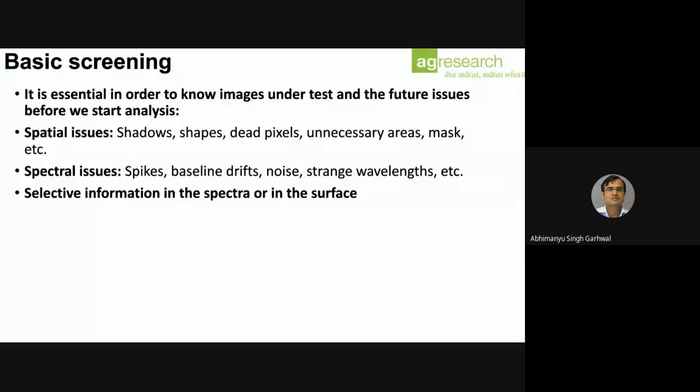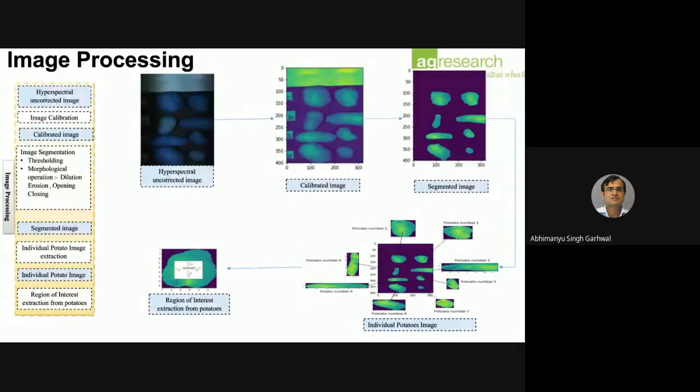Spectral issues: when we are capturing the spectra, there are spikes because of the external lighting system, some baseline drift, instrumental noise, environmental noise, some strange wavelength behavior, and selective information in the spectra or on the surface. That is another issue.